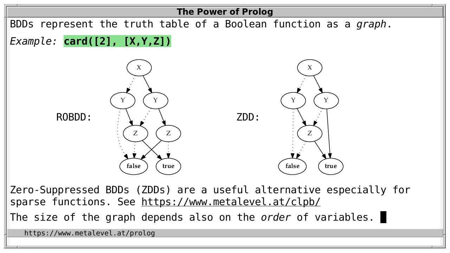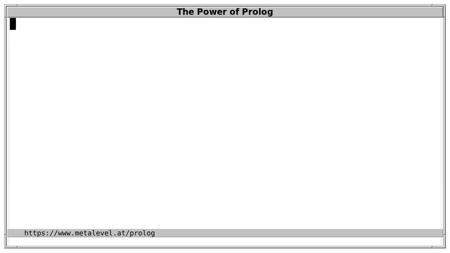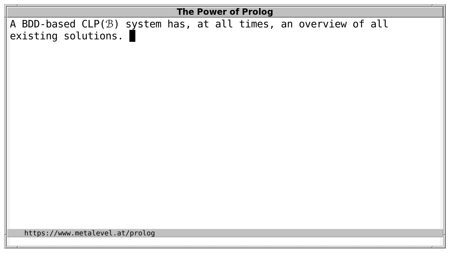And the size of the graph depends on the function we want to represent, the type of BDD we are using, and also on the order of variables we choose. And as a consequence of using BDDs, CLPP has a few properties that are quite unique for a constraint solver. Maybe most strikingly, due to using BDDs internally, CLPP has at all times an overview of all existing solutions. And therefore, CLPP is complete.